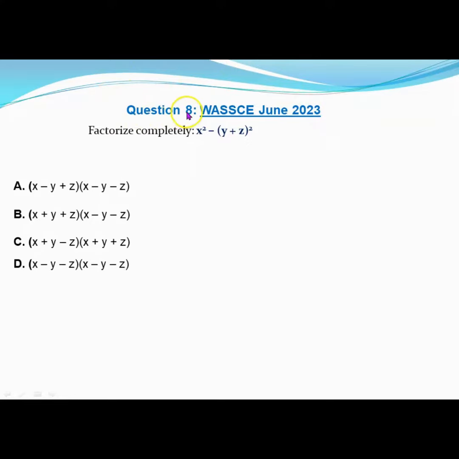Here is question 8, WAEC June 2023. The question says, factorize completely x squared minus (y plus z) squared. Right. How can we factorize this completely?